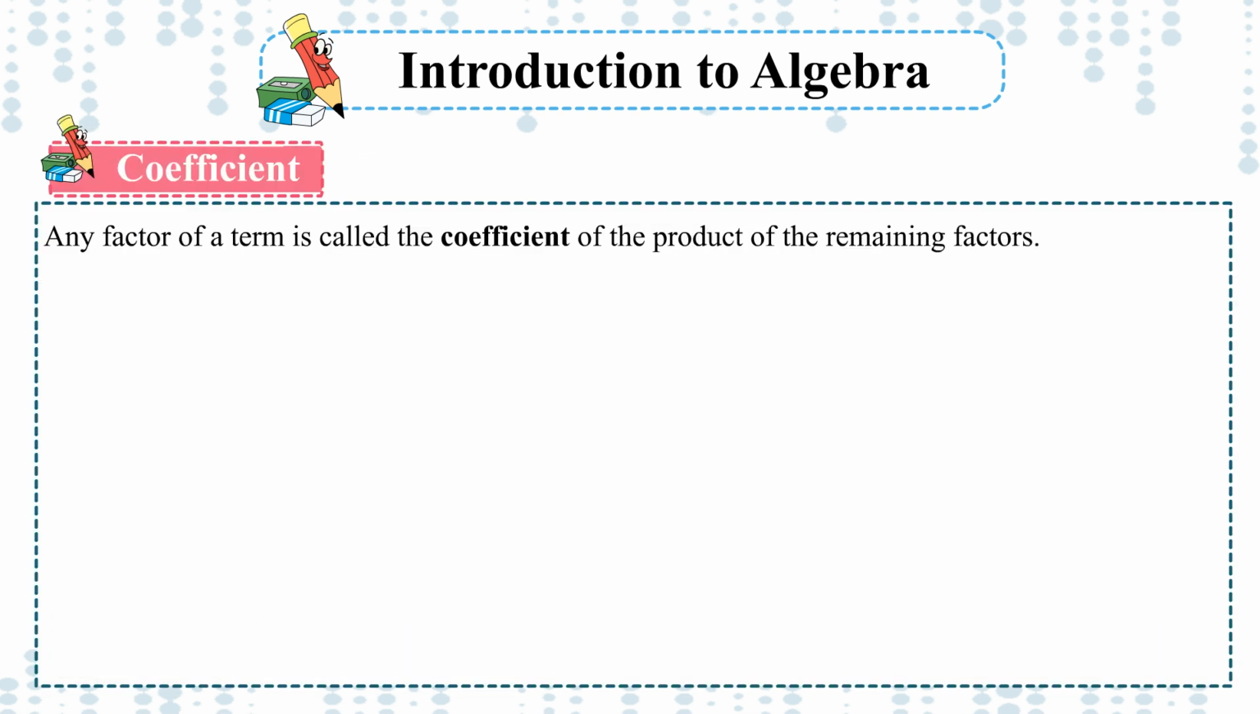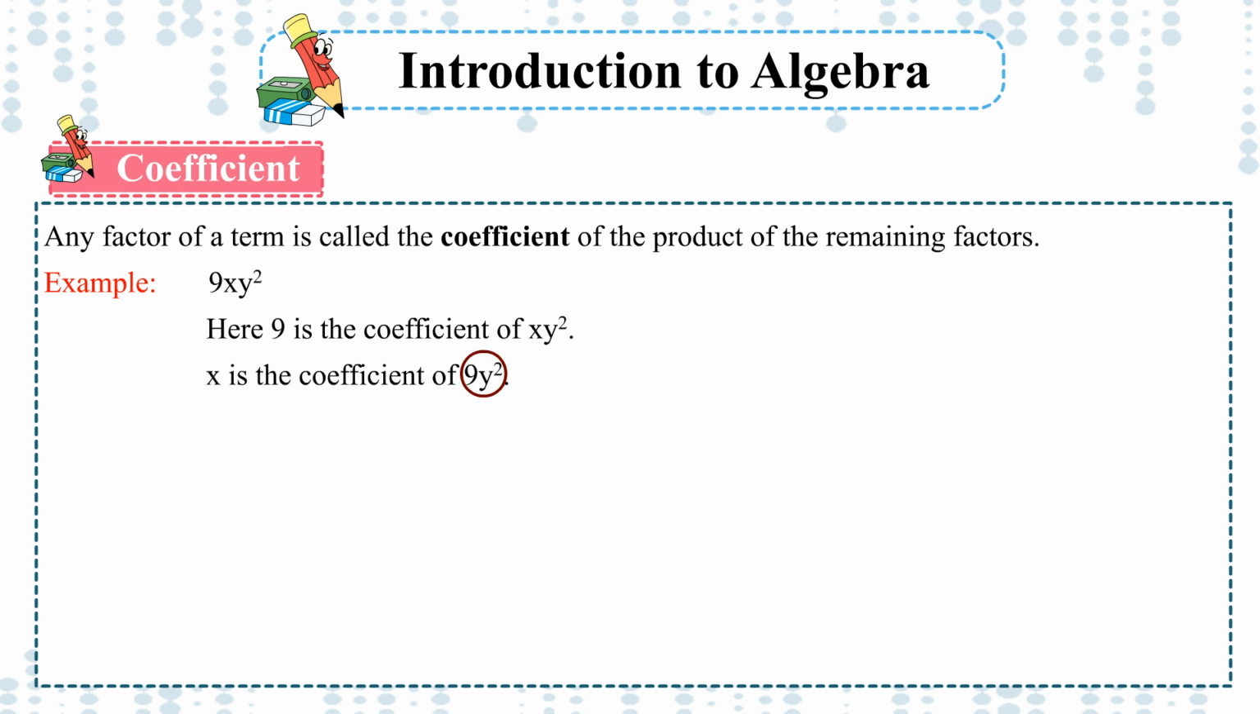Coefficient. Any factor of a term is called the coefficient of the product of the remaining factors. Example: 9xy raised to the power 2. Here 9 is the coefficient of xy raised to the power 2. x is the coefficient of 9y raised to the power 2. y raised to the power 2 is the coefficient of 9x. y is the coefficient of 9xy.